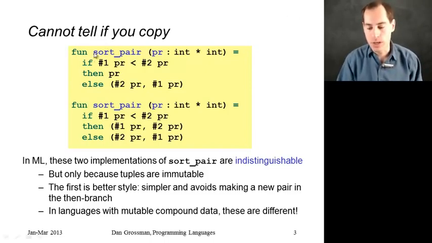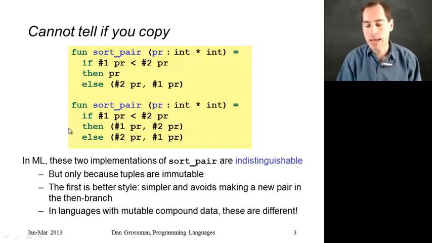And in the first version, when the first component of the pair is less than the second component of the pair, we just return the pair, because that's already a correct answer. Whereas in the second version of the code, we make essentially a copy of the pair. We return a new pair that has the first part of pair in the first part and the second part of pair in the second part.